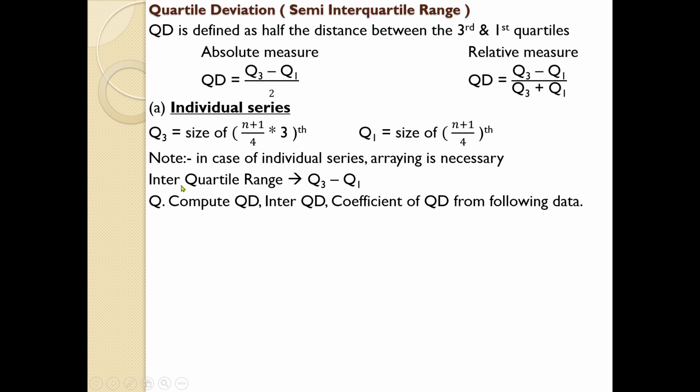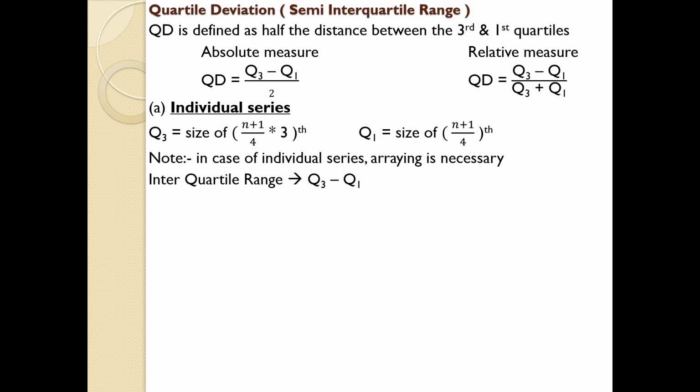See, here interquartile range is Q3 minus Q1. So if you divide this computation by 2, you will get quartile deviation. So another term for quartile deviation is semi-interquartile range, because we are dividing the same equation by 2. So you will get semi-interquartile deviation. Remember that term also.